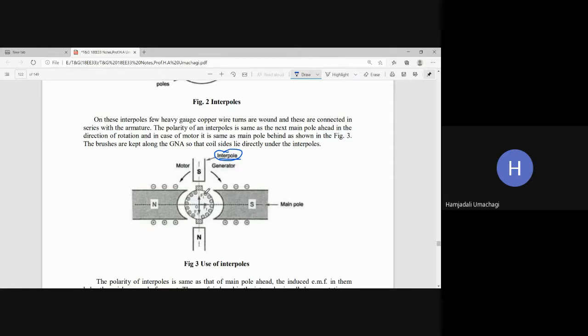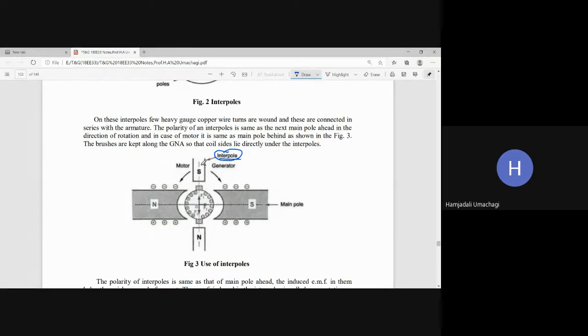So this is my armature, and you can see that the armature conductors coming under the influence of the south pole have negative charge, whereas conductors coming under the influence of the north pole have positive charge, right? So here we are going to wind some thick gauge wire on the interpoles, and they will be connected in series with the armature. Are you getting my point?